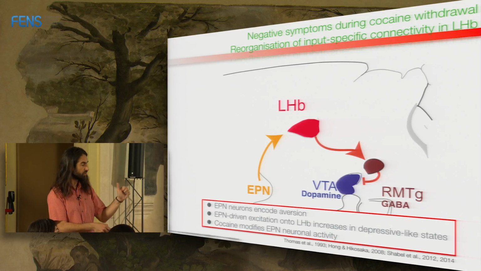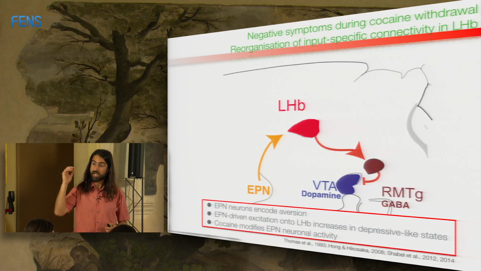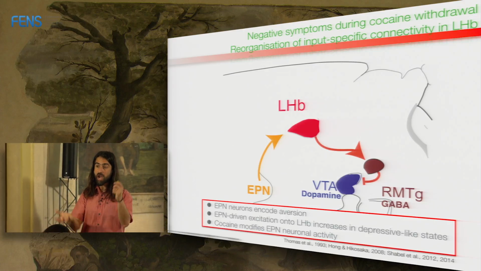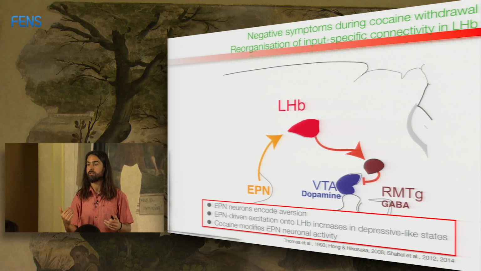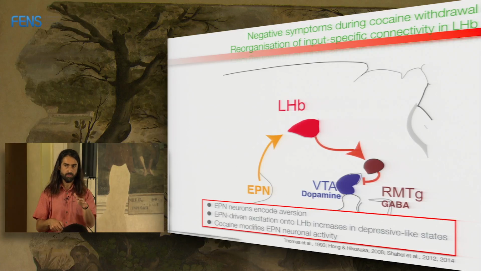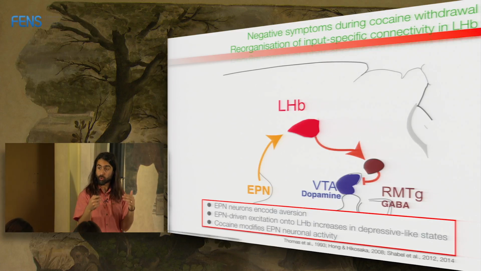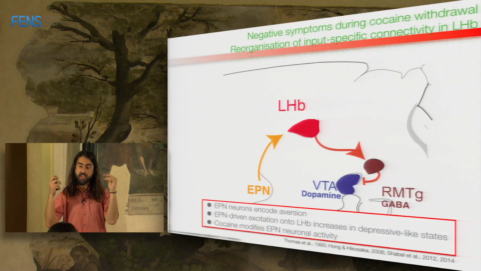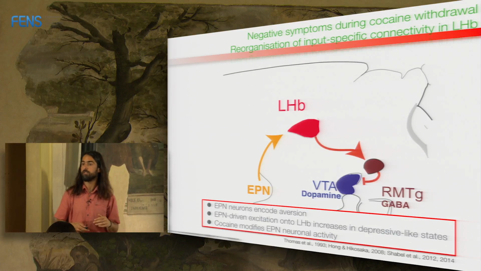One important piece of information is that EPN neurons can encode aversive stimuli, as LHb neurons do. And EPN-driven excitation onto the lateral habenula increases in depressive-like symptoms. So there are indications that the excitatory drive from the EPN is increased when the animal is in this depressive-like state. And then cocaine modifies EPN neuronal activity, and this has been shown both in monkeys and in rodents. So altogether, these set the ground for us to test the hypothesis that during cocaine withdrawal, if depressive-like symptoms emerge, this will be a fundamental circuit engaging these depressive symptoms.